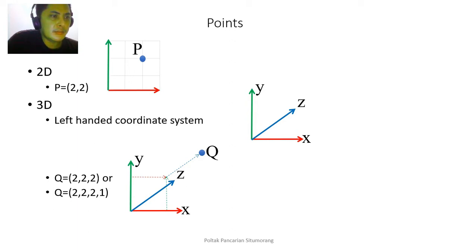A 3D point P can be represented by the point (2, 2, 2). Alternatively, it can be represented by the point (2, 2, 2, 1). We will see later how adding the extra coordinate allows us to use matrix multiplication to translate points.